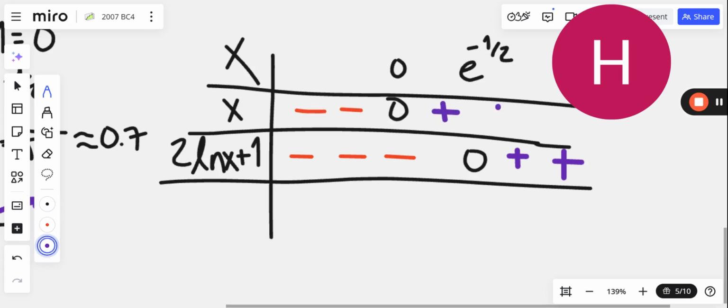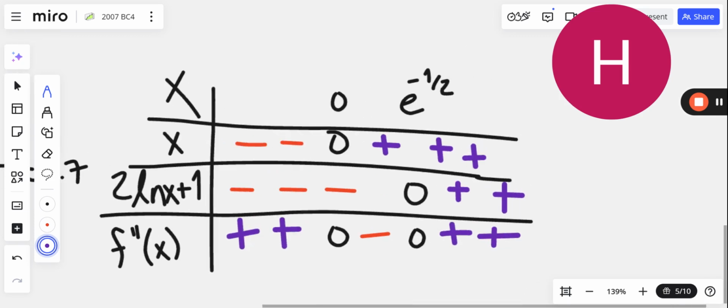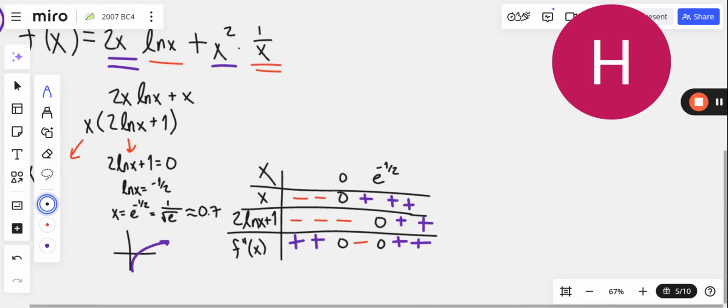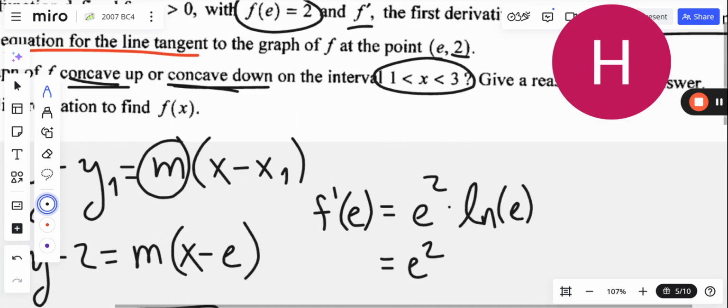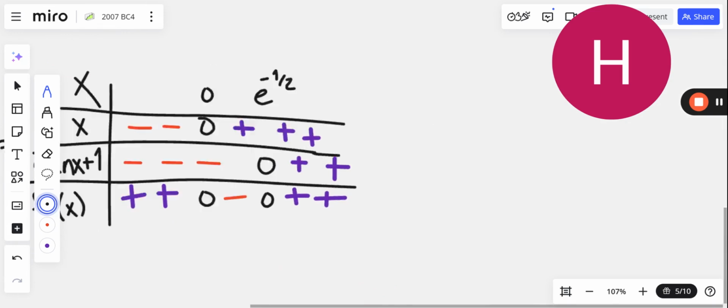So overall, the second derivative is going to be 0 at x equals 0 and at x equals e to the negative 1/2. It's going to be regions of positive, then negative, then positive. And because we know that e to the negative 1/2 is definitely less than 1, remember the interval of interest is from 1 to 3. We know that e to the negative 1/2 is definitely less than 1.